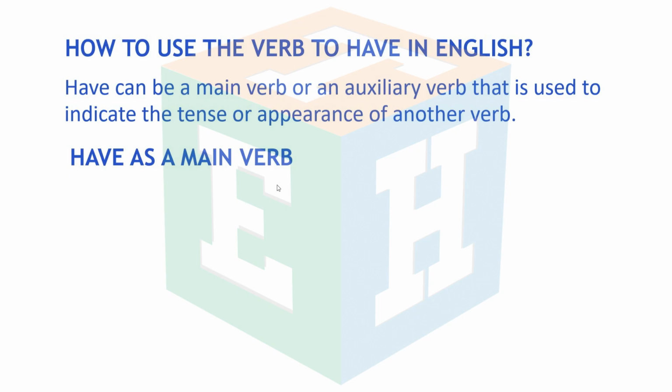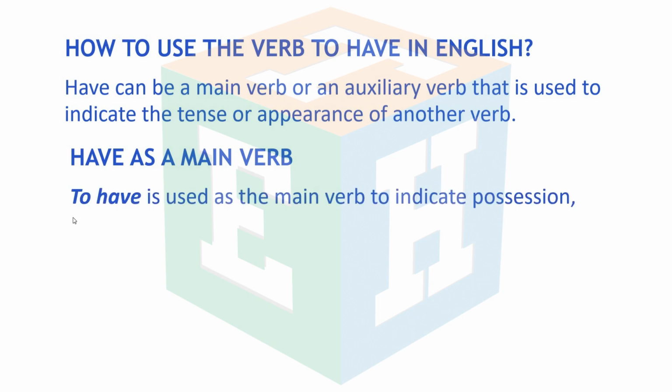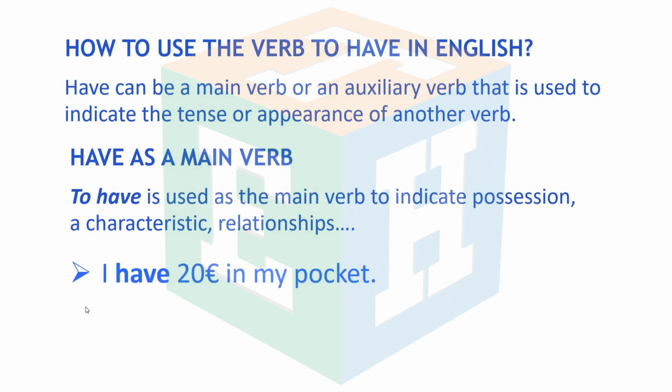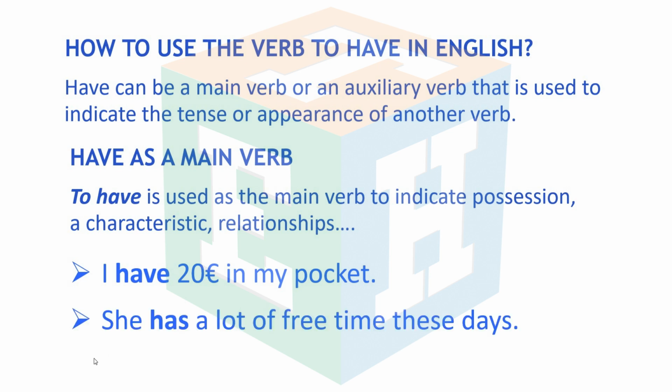Have as a main verb. To have is used as the main verb to indicate possession, a characteristic, relationships. I have 20 euros in my pocket. She has a lot of free time these days.